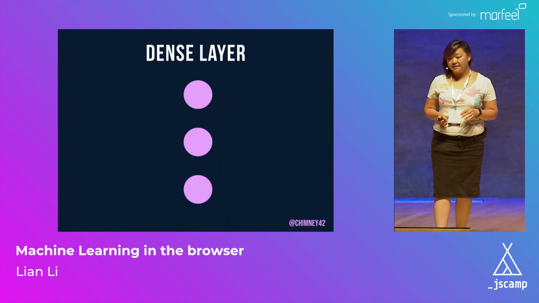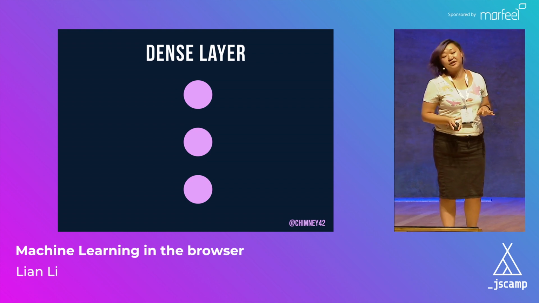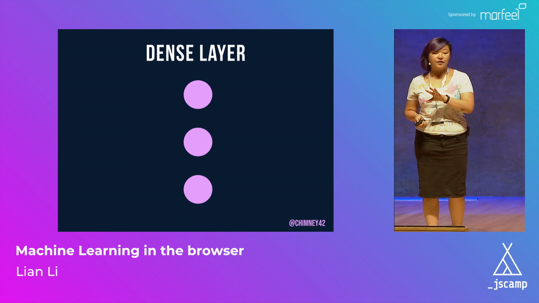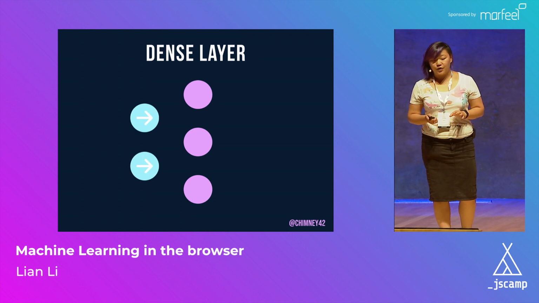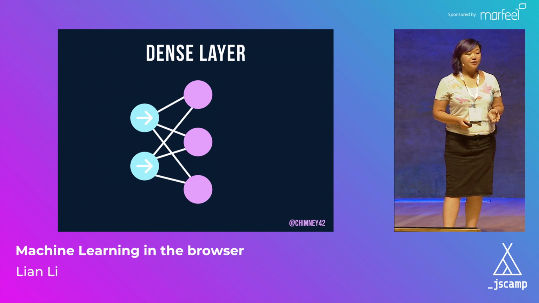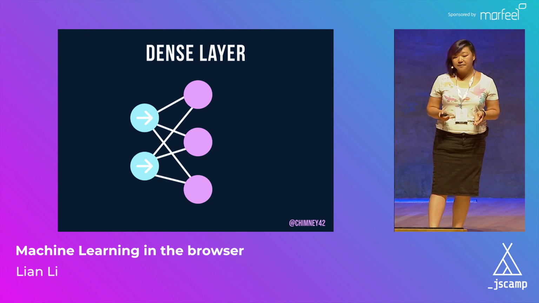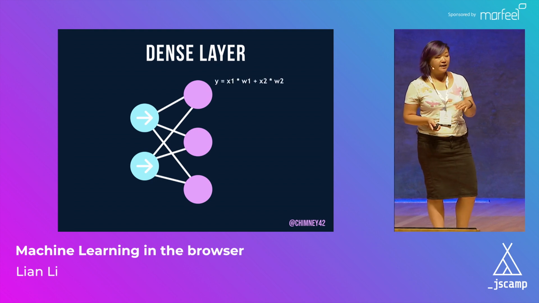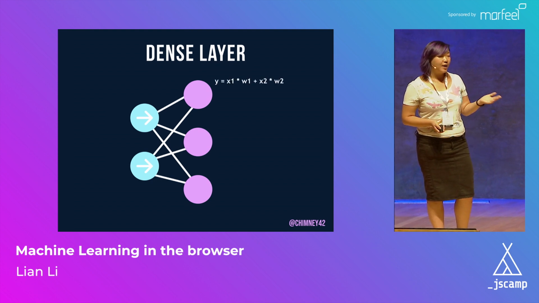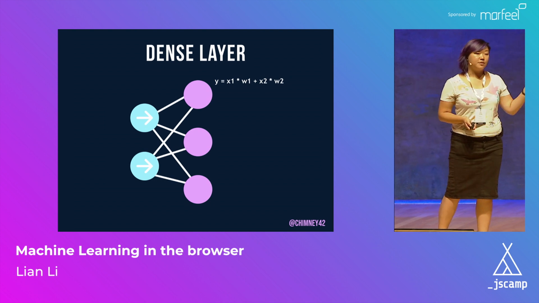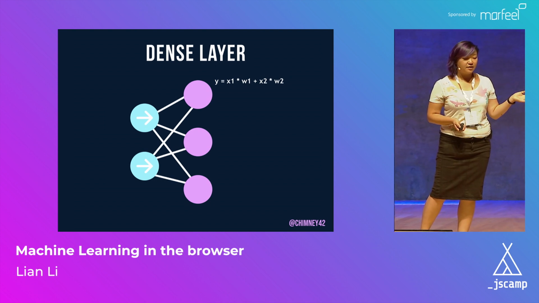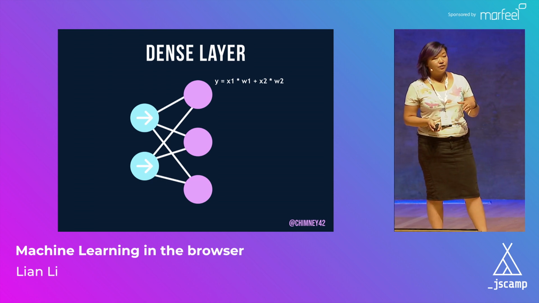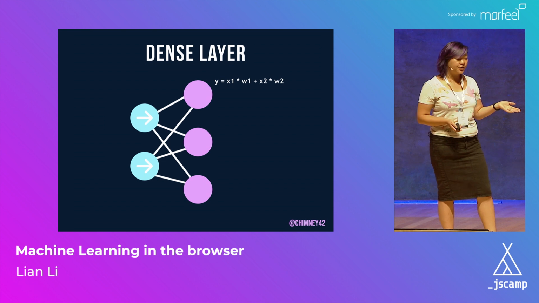This is an example for a dense layer. Dense layer just means that the node of the preceding layer connects to all the nodes of the succeeding layer. So, for example, like this. Here we have a dense layer, which is the one in the middle. And what happens in each node is that we calculate a value, y, which is x1 times the weight that belongs to it, and then we add x2 multiplied by the weight belonging to x2.